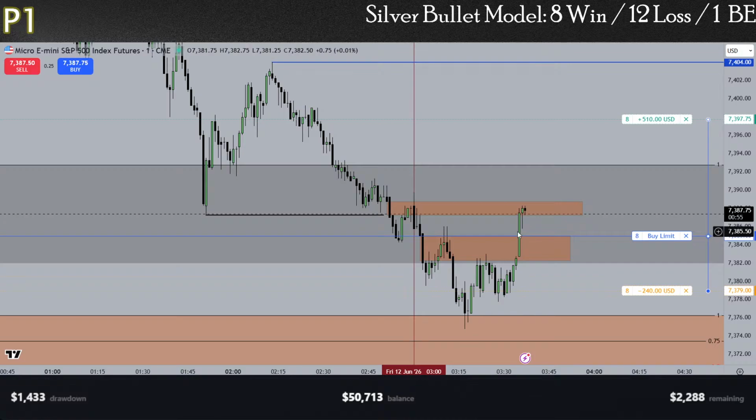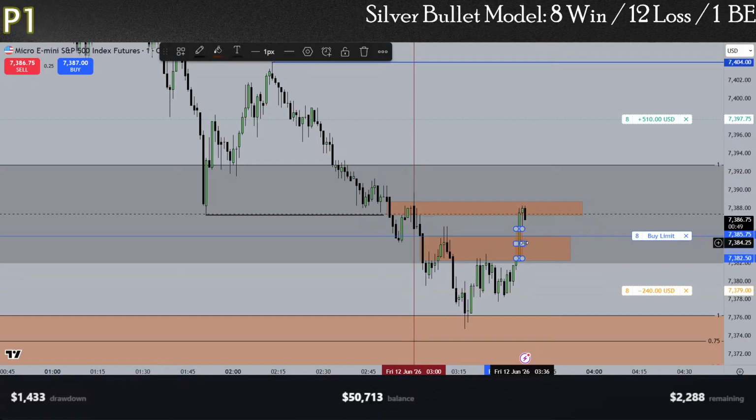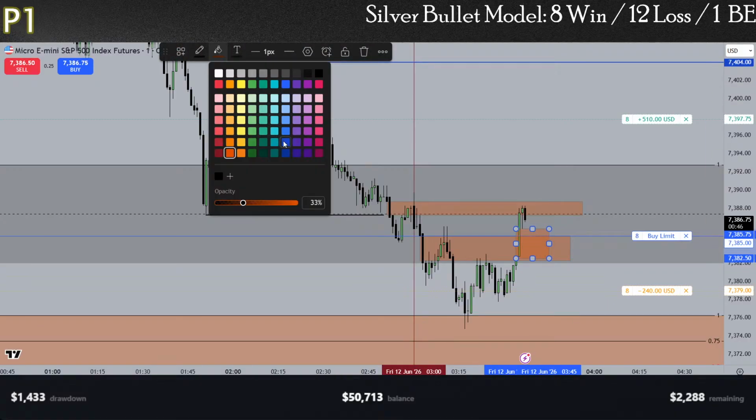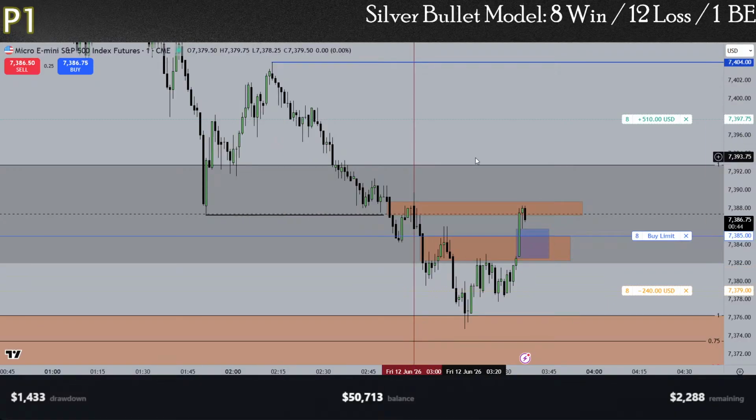All right, so it formed also a busy here over top of this inversion fair value gap. That's good. And now it's probably the key candle, maybe the next one, whether I will get filled or not.